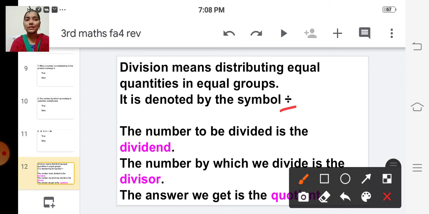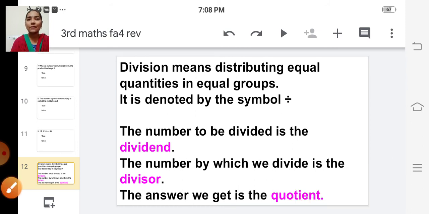So here in multiplication we will have multiplicand, multiplier and product, isn't it? In division, we will be having dividend, divisor, quotient and remainder. Okay, so let's see one by one. Let's recall what we have already seen.